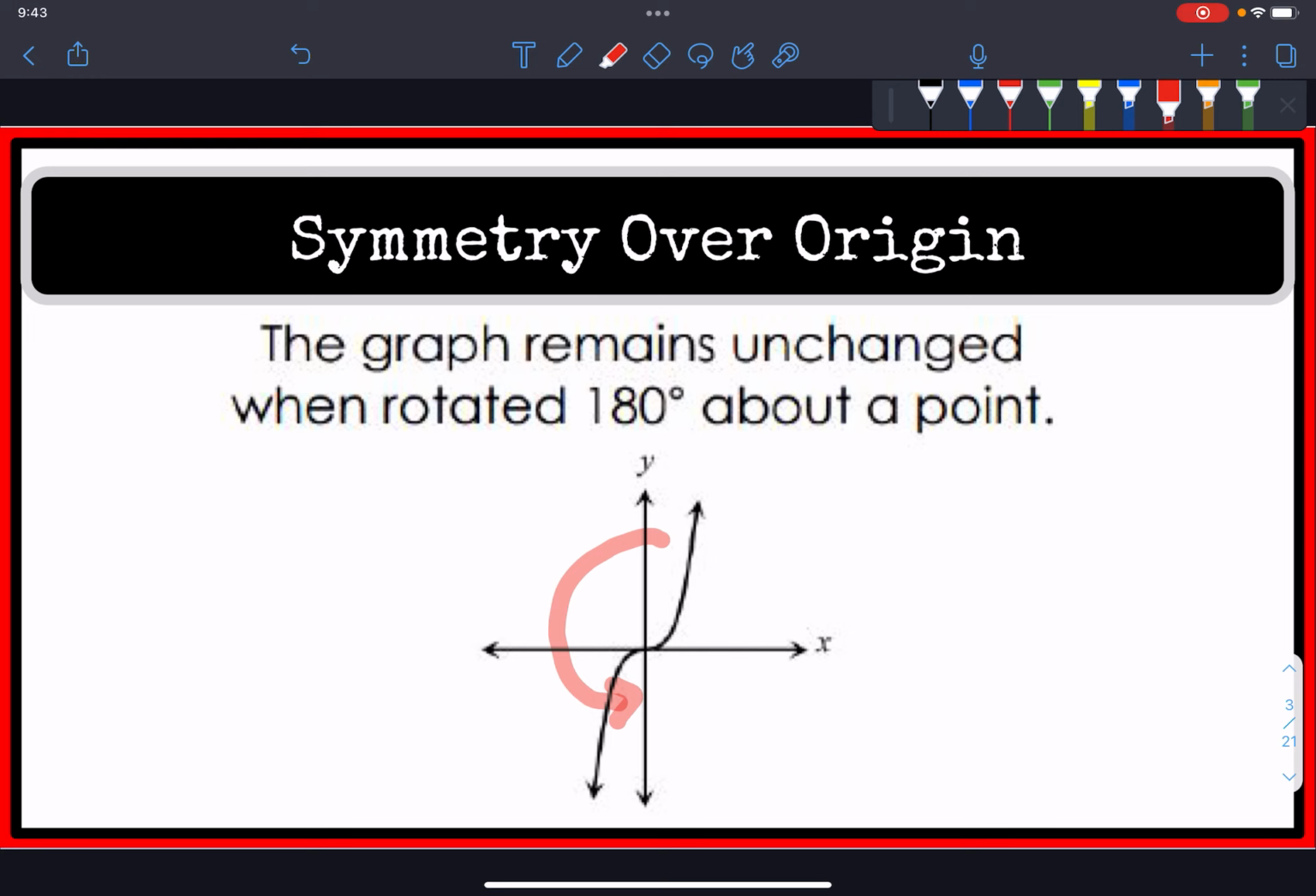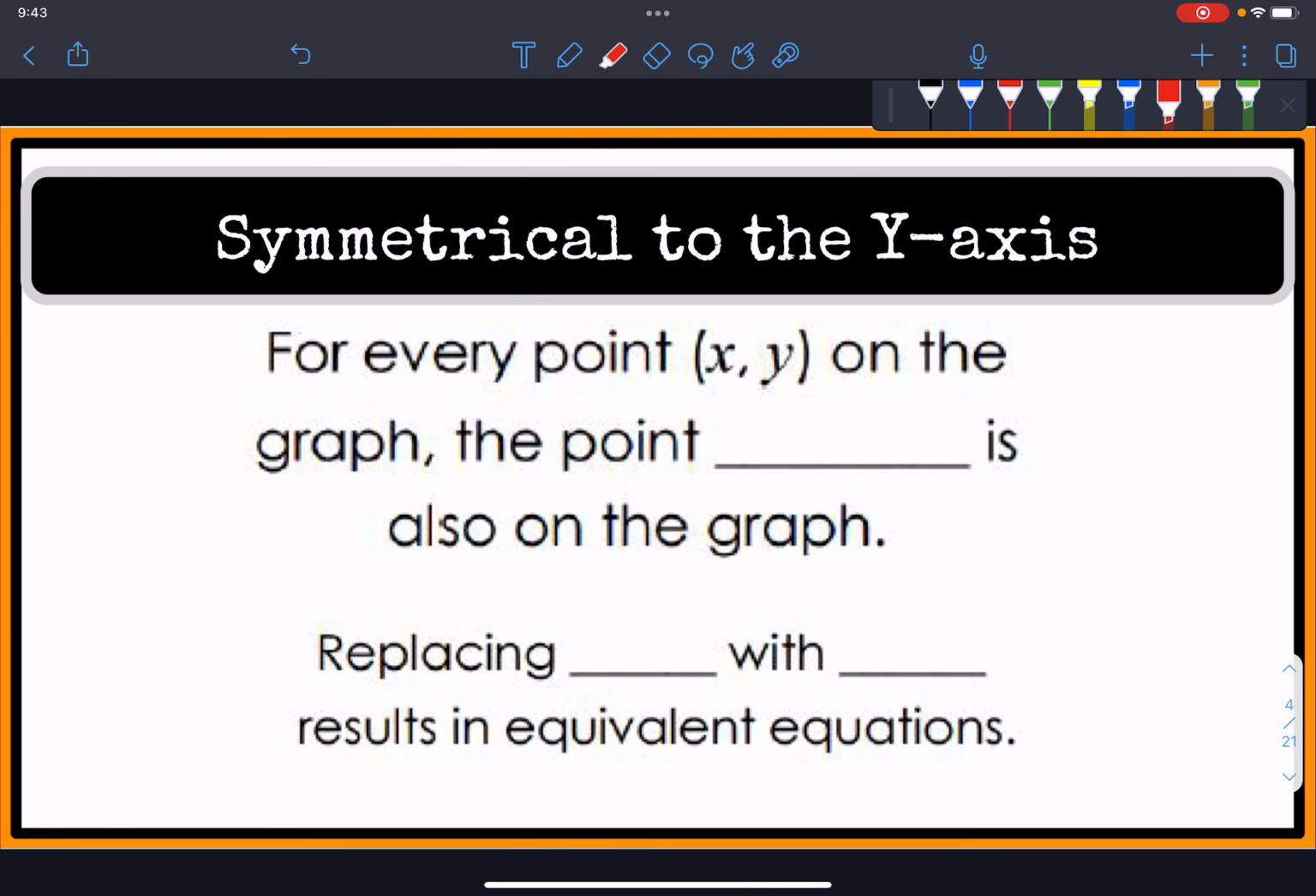So let's first start and discuss symmetry over the axis. We'll begin with the symmetry to the y-axis. If something is symmetrical to the y-axis, then that means that for every x, y coordinate on the graph, the point negative x, y is also going to be on the graph.